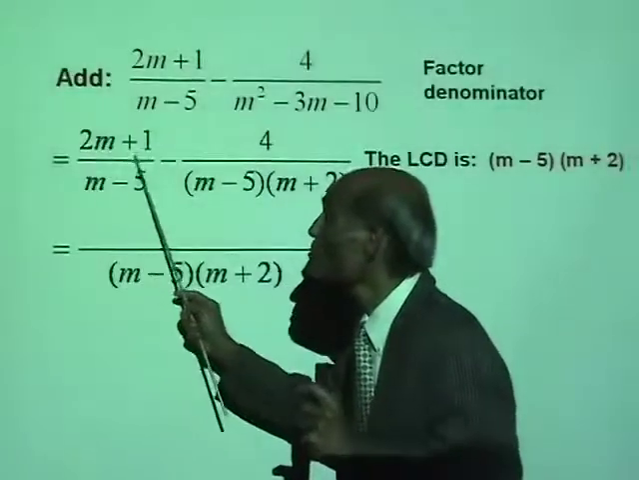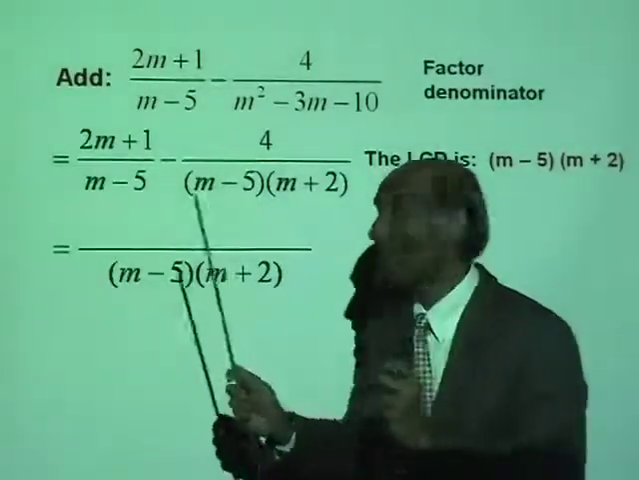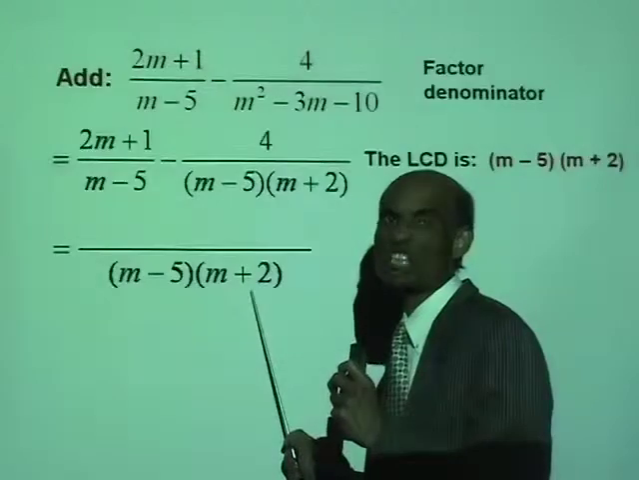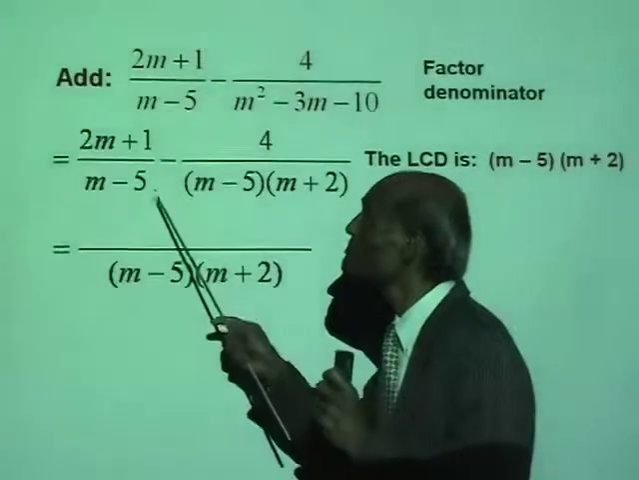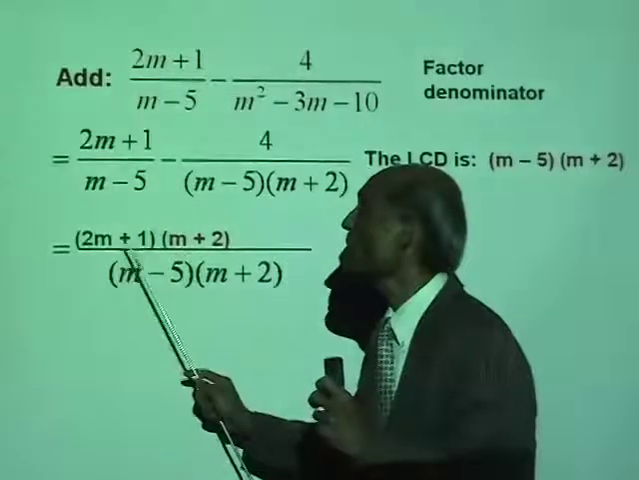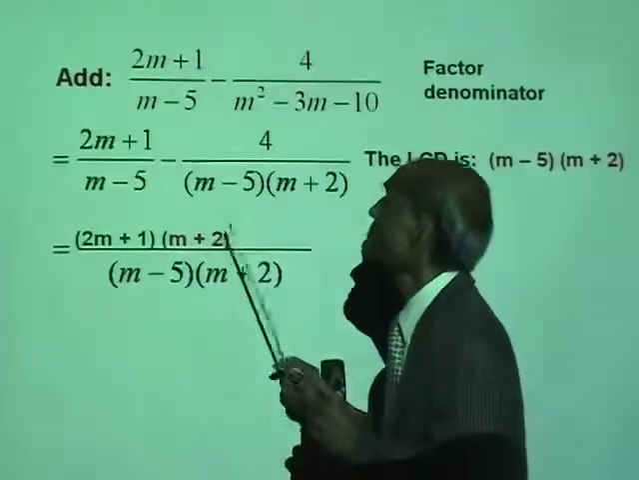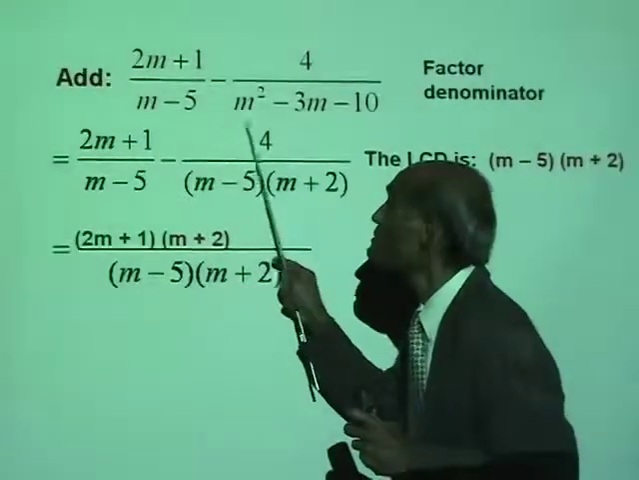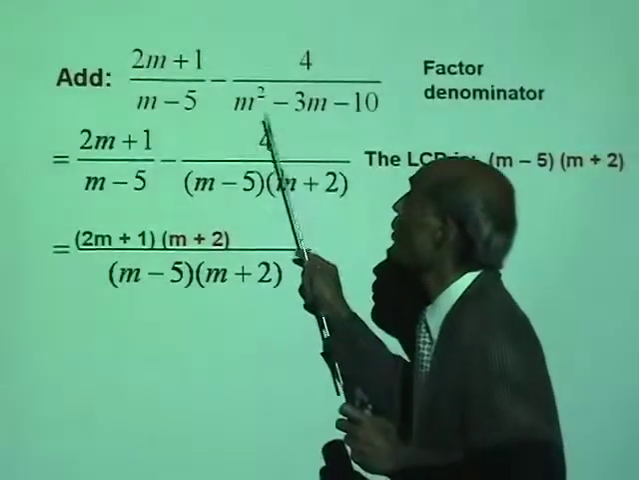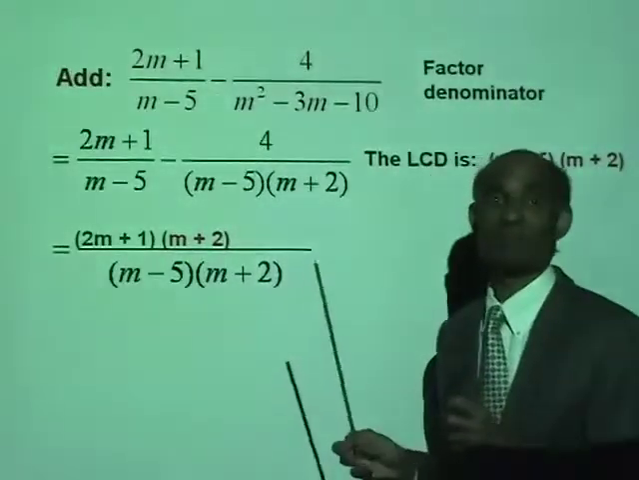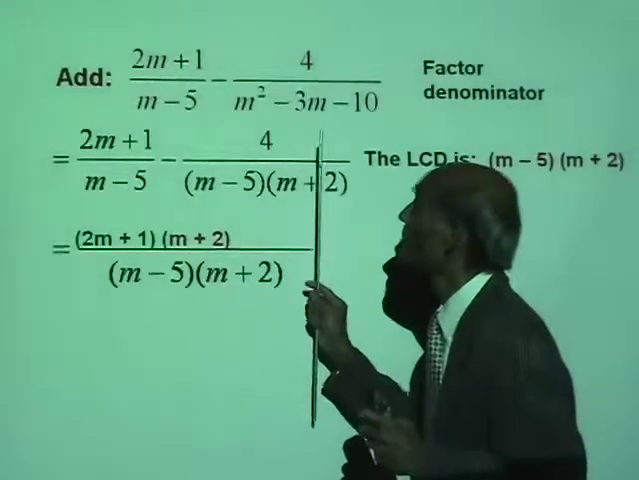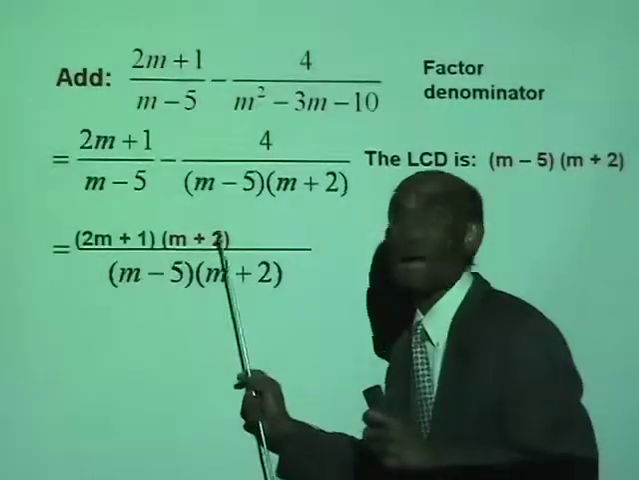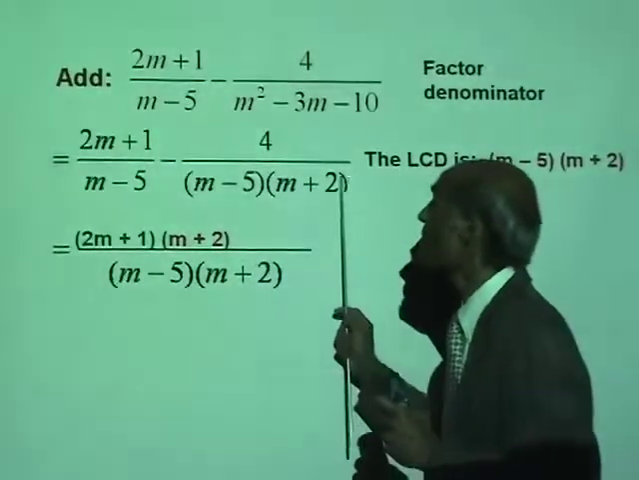So this quantity 2m plus 1 in parentheses will be multiplied by this missing factor. I hope you understand when I say the missing factor. This m plus 2 is missing on that denominator. So that will be 2m plus 1 times m plus 2. And now, watch the sign here, minus 4. What is this minus 4 going to be multiplied by? The minus 4 will be multiplied by those factors in the LCD that are missing in this denominator.